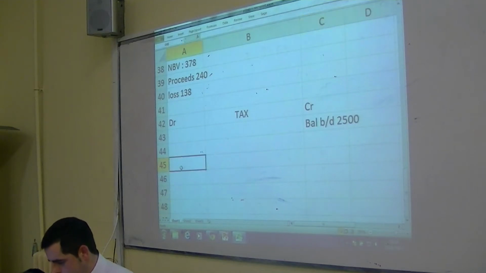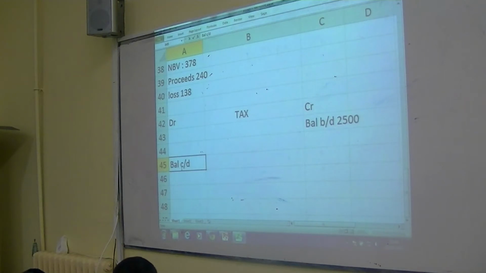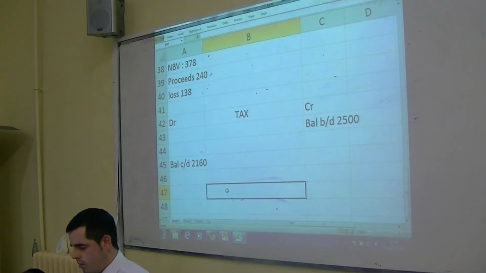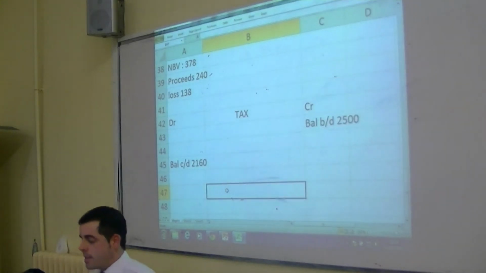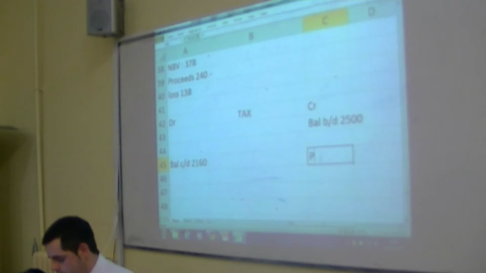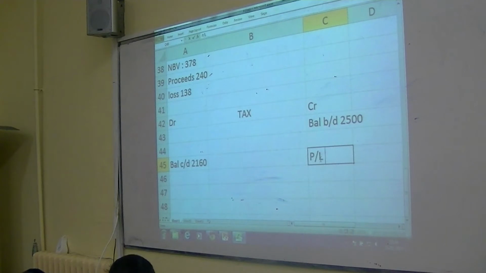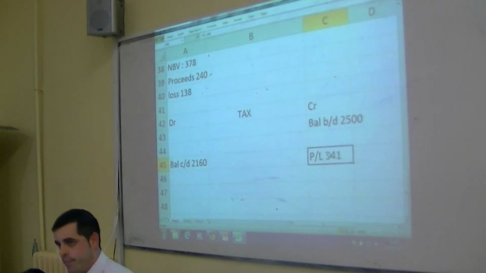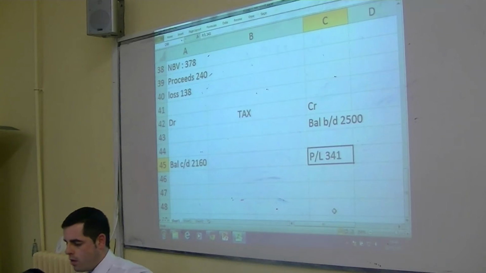And our closing balance will slot over here, balance carried down, 2160. The other thing we're going to put in is what's in our profit and loss. If you go to your profit and loss, there should be income tax in there somewhere. Yeah, 341. So that's how much they should have paid during the year.